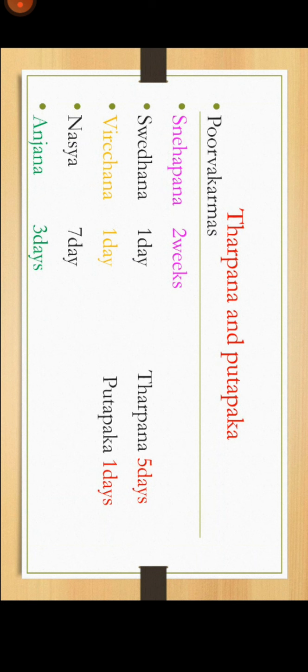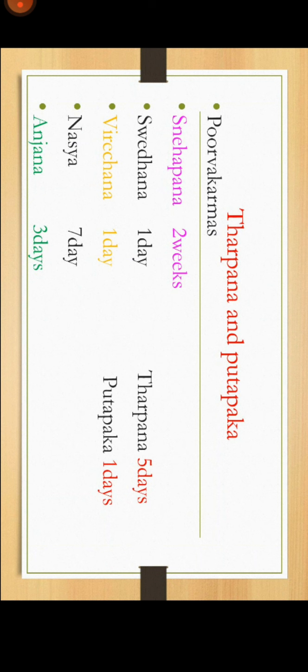Therefore, the Purva, especially the dosha, should be expelled from the body by Virechana, from the Shirus by Nasya, from Netra by Anjana. Then we are doing the Tarpana. Tarpana we can do for 5 days as a common protocol.